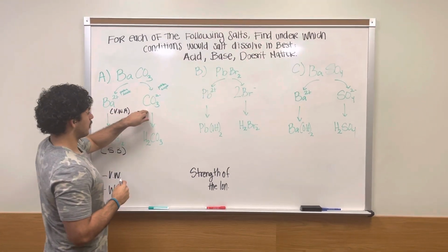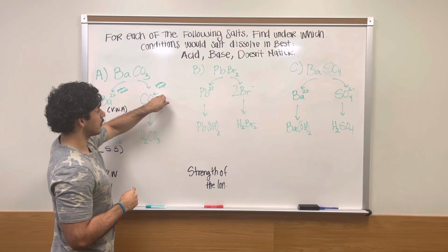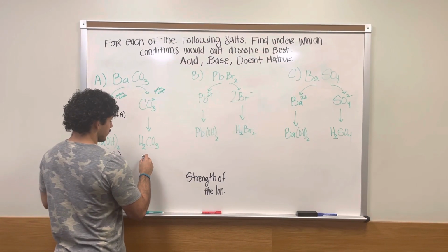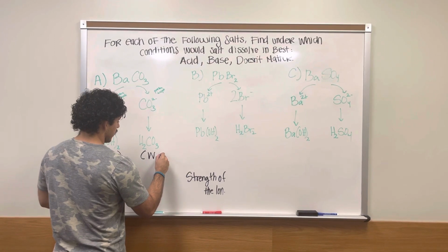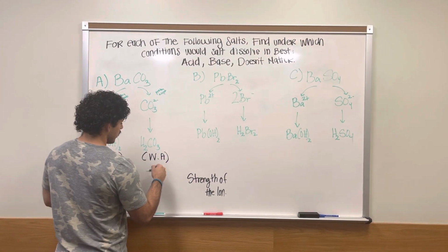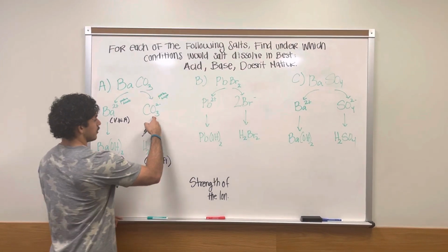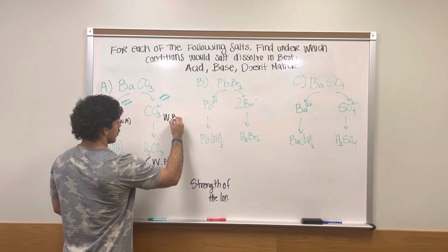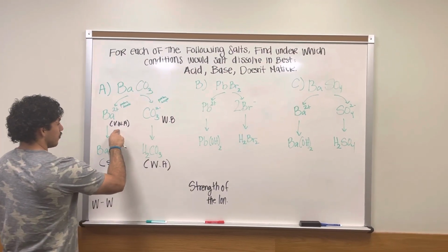Going over to the carbonate ion, it has the ability to accept protons, and so its conjugate pair is going to be carbonic acid. Carbonic acid in the book is a weak acid. So since it's a weak acid and we're following the rules, its conjugate pair, the carbonate ion, is going to be a weak base. Now comparing the two, we have a weak base and a very weak acid.